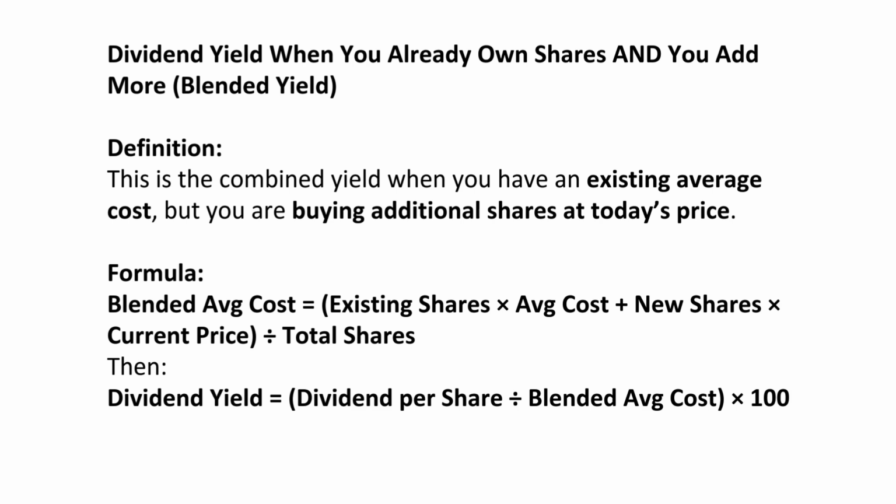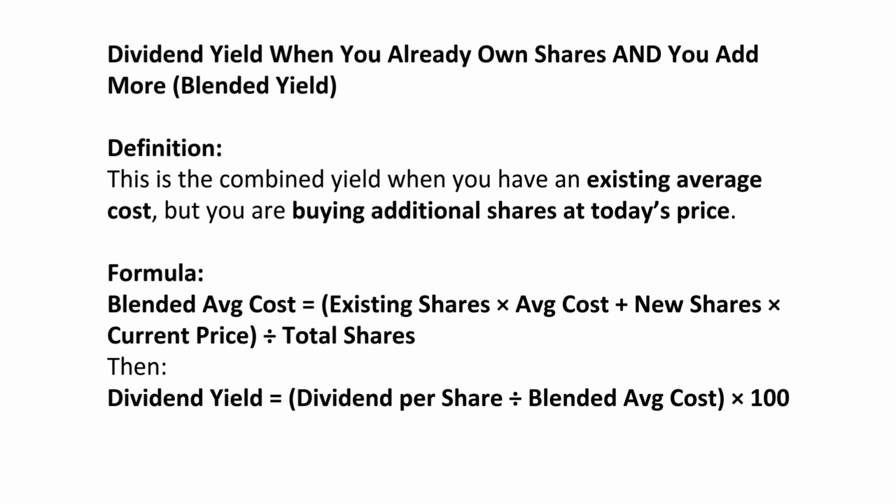So now the third way is when you have shares but you want to add. This is called blended yield. You already have shares, and you want to add more, then know how much returns you get from your shares. This is the combined yield when you have an existing average cost for the existing shares from your portfolio valuation, but you also need to add more.